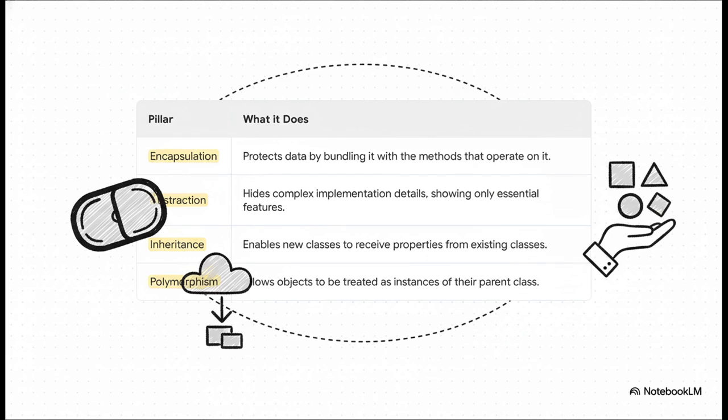Then there's abstraction. The best analogy for that is the dashboard of your car. It hides all the insane complexity of the engine and just gives you a steering wheel and pedals. And finally, polymorphism, which is just a fancy way of saying that you can treat different objects in a similar way. You can have one drive command that works for a car, a truck, or a bus. These 4 ideas are the foundation.